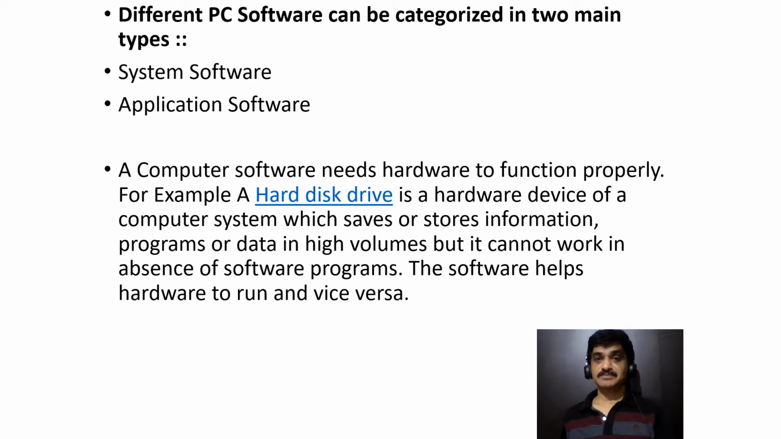Different PC software can be categorized into main types. Software is divided into system software and application software. Computer software needs hardware to function properly. For example, a hard disk drive is a hardware device of a computer system which stores information, programs or data in high volumes, but it cannot work in the absence of software. That's what I discussed in the previous slide. They are heavily mutually dependent on each other.